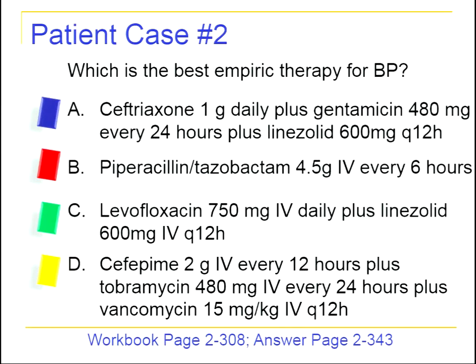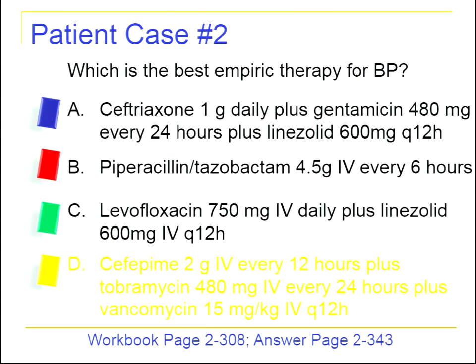So what is the best therapy for BP? Well, BP has been in the hospital for 8 days. Therefore, that puts her at risk for multi-drug-resistant organisms, and therefore you need to treat empirically for Pseudomonas, ideally with 2 anti-Pseudomonal agents plus an anti-MRSA agent. So basically that means the correct answer is D.